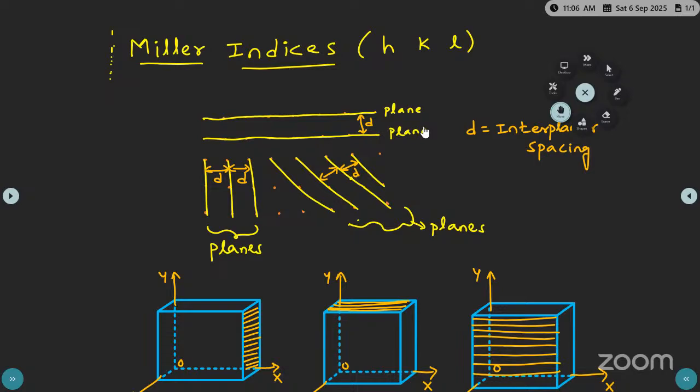Now, if you refer to the previous question papers, you can find a question like draw the 100 plane, draw the 010 plane, or draw the 110 plane. In the previous question papers, they will ask you to draw different crystal planes in the cubic crystal system. All the planes asked are drawn only in the cubic crystal system.